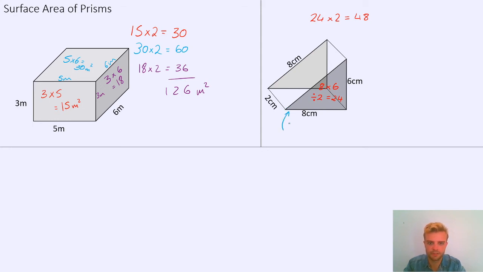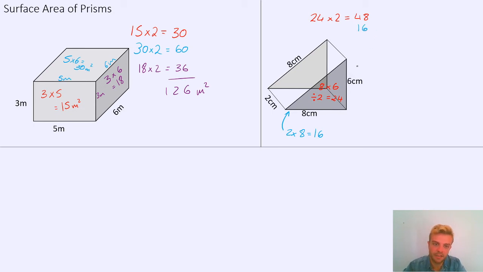So I'll just put an arrow like that. The area of the bottom then is 2 times 8, so the bottom is 16 centimeters squared. And there's only one of those. We only have one copy of the bottom of our shape. So I'm just going to put that in as 16. We're going to have to add on for our surface area.